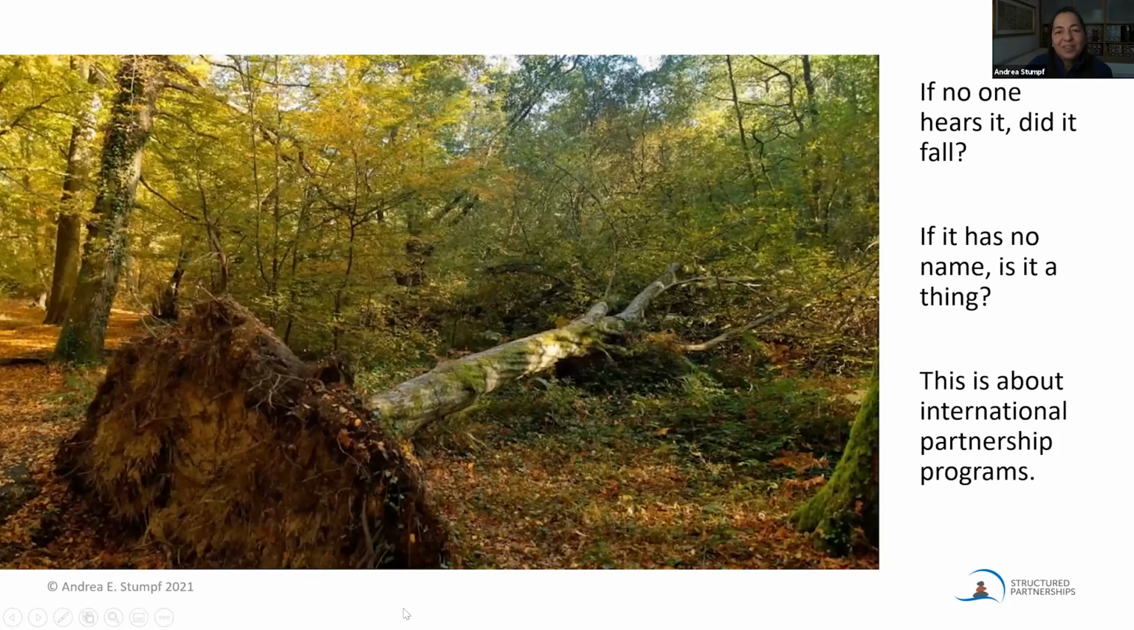This is a slide that I start with every time, which is to say, if the tree falls in the forest, it doesn't mean it didn't fall. So even though we don't really talk about these international partnership programs, I am here to tell you that it's a thing. It's actually a great modality in the international arena, and that it's also worth studying and understanding and essentially improving upon, especially from a structural perspective.